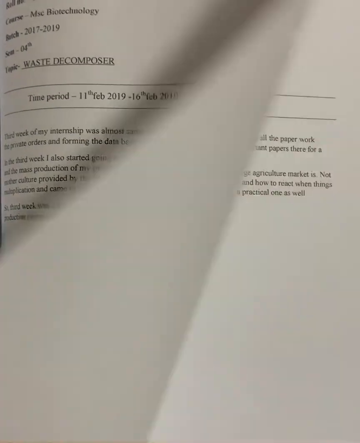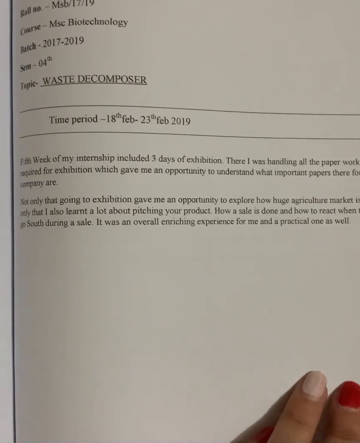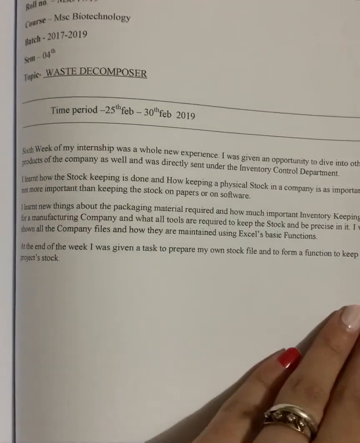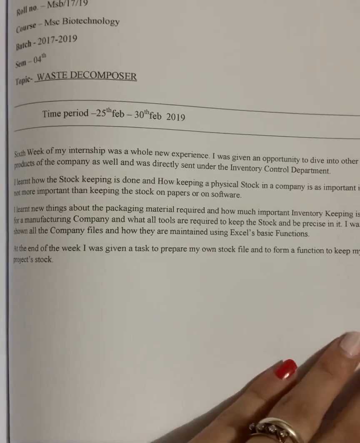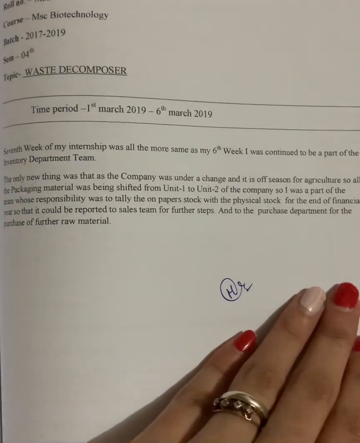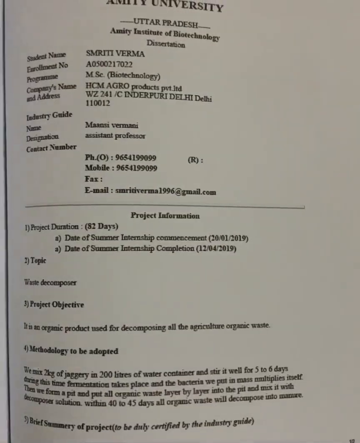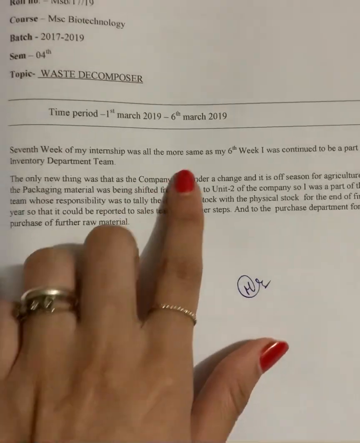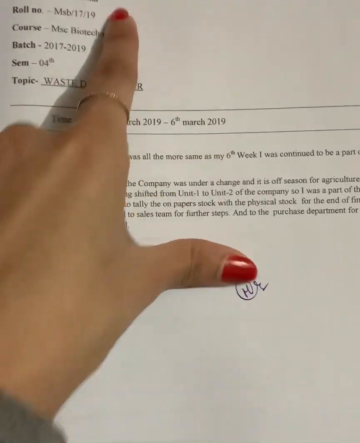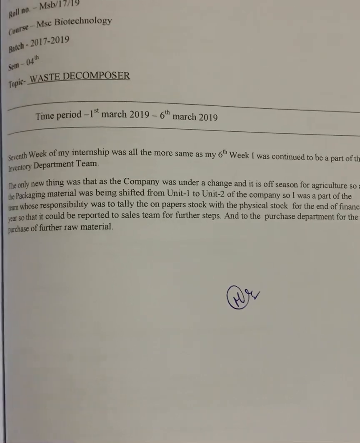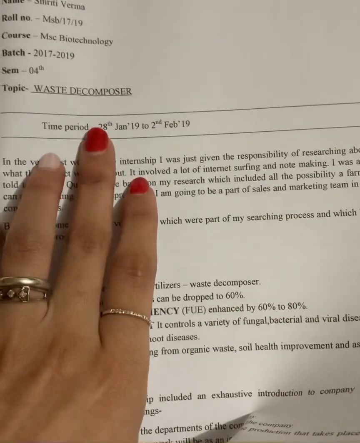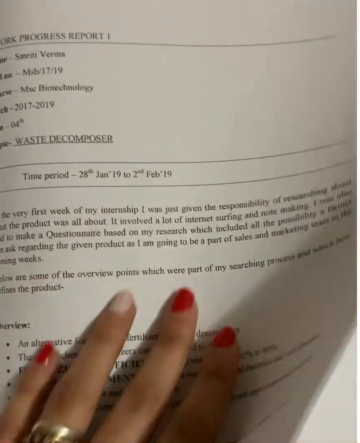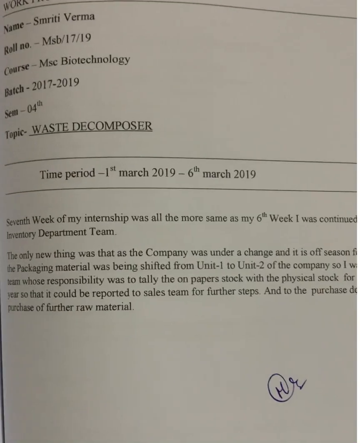Now you can see the format remains the same, only the time period and whatever you do in every week that changes. You are basically supposed to share your experience, what you have learned in the entire week. Now you see till 6th March 2019, that is from January it was started, that is 28th January. So this is a dissertation basically. It contains 6 to 7 WPRs.